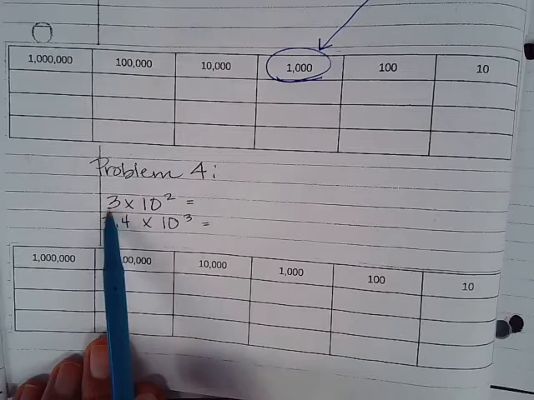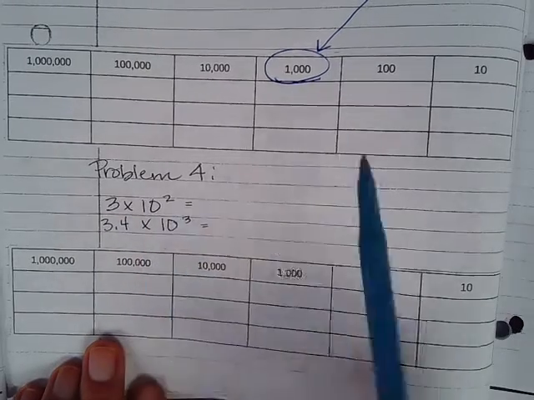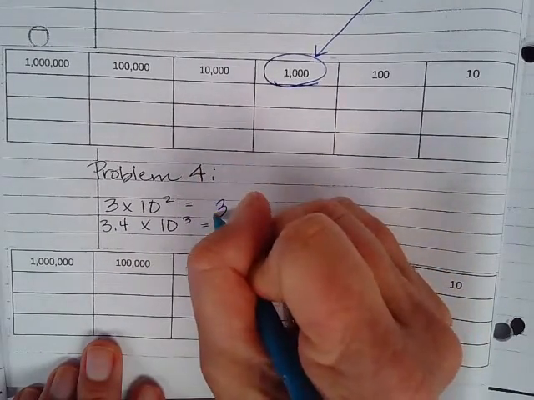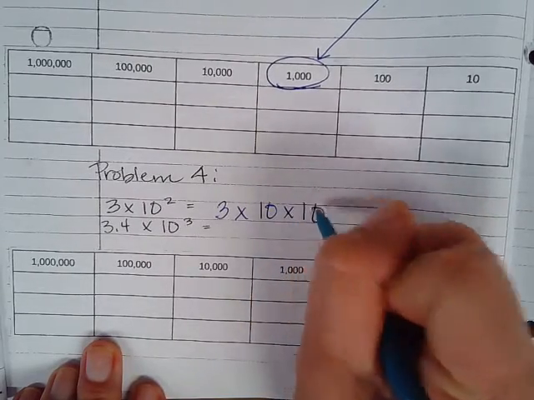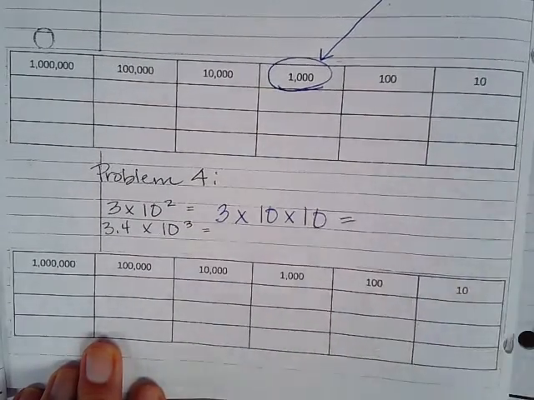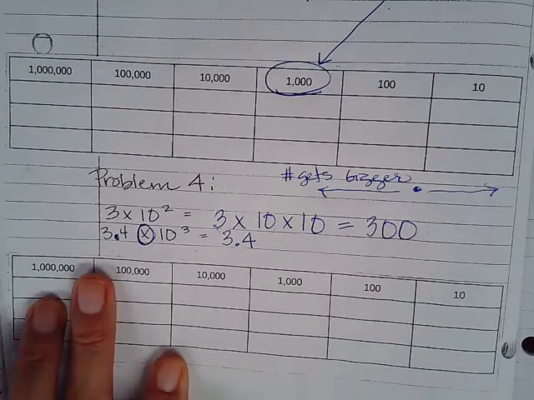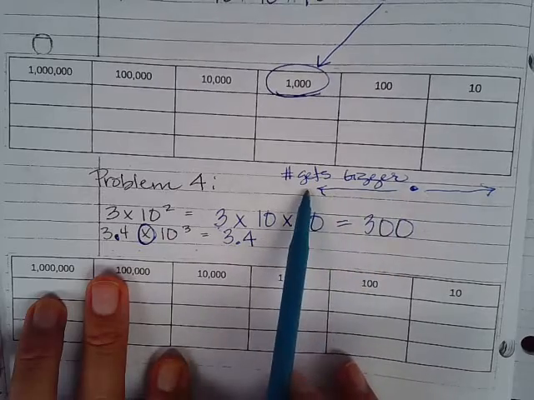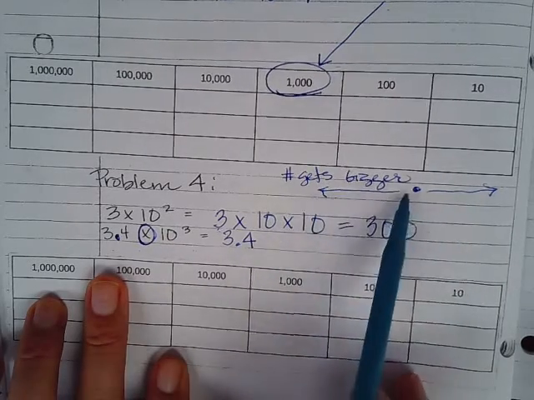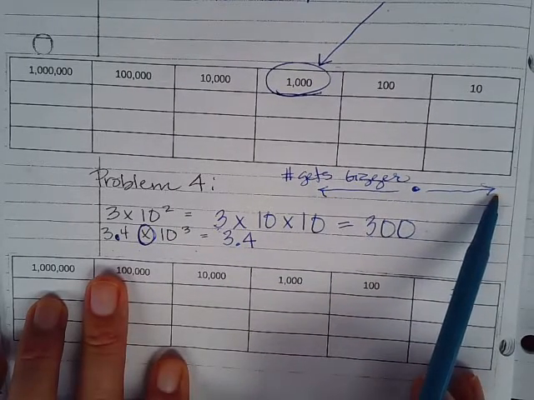Problem 4. 3 times 10 to the second. So if we go 3 times 10 times 10, what does that equal? Remember, our number gets bigger, so our number is going in this direction on the place value chart, and our decimal is going to move in the opposite direction.